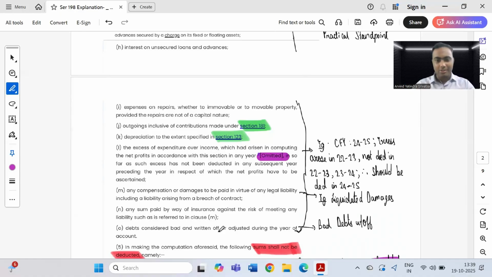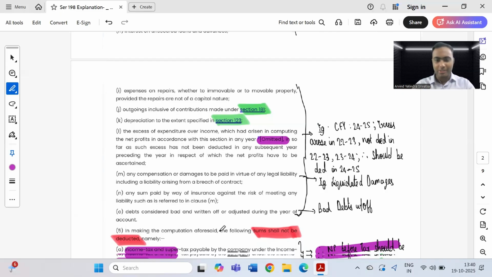Debts considered as bad and written off or adjusted during the year. Again, your bad debts written off is obviously an expense. It would have been reduced in arriving at net profit. So you don't need to do anything. You just need to sit back, relax, and enjoy, right? That's it. You don't need to be doing anything here.